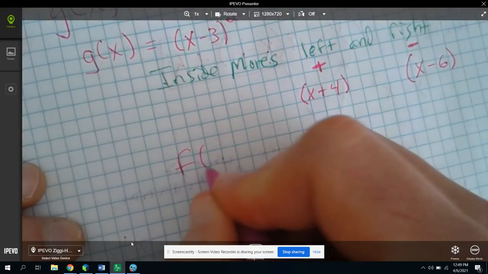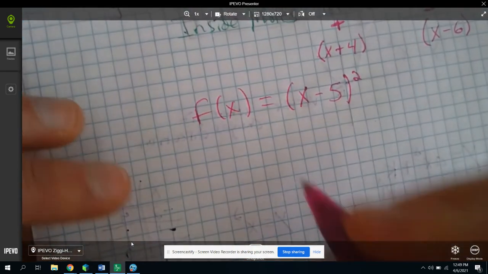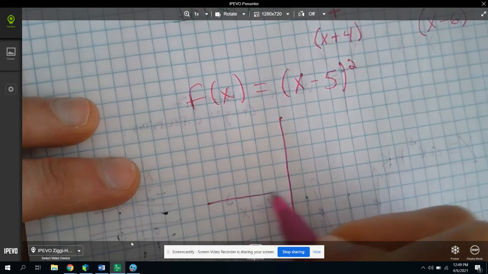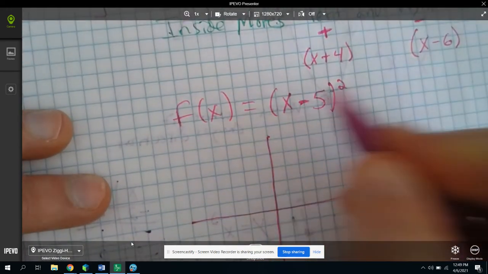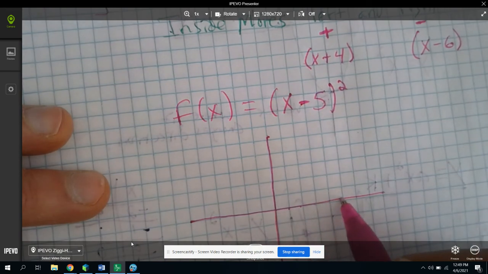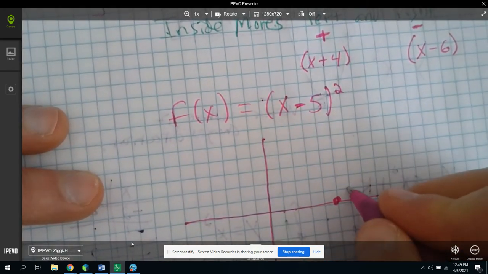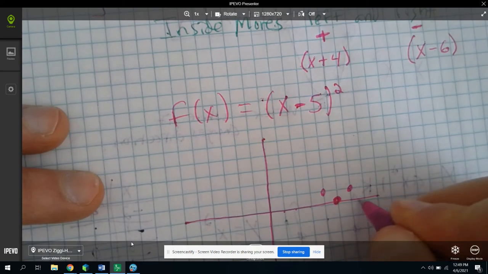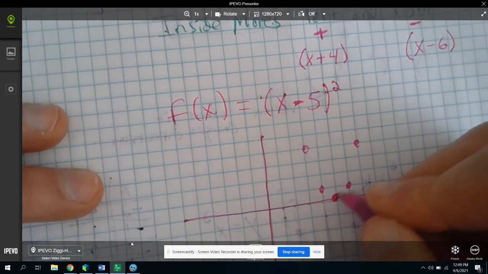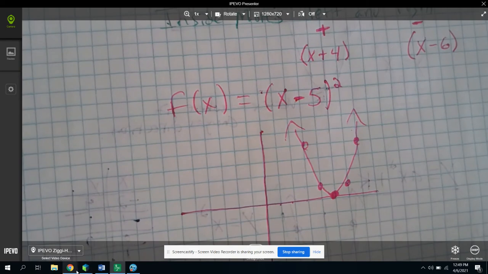If I were to give you a problem like this and ask you to graph it, x minus 5 squared, I would want you to draw just like this. I would think it's going this way, but I know because it's inside, it goes the opposite. 1, 2, 3, 4, 5. There's my vertex, and because there's nothing out here, over 1, up 1, over 1, up 1, over 2, up 4. And there's my vertex. I expect you to be able to do this without a calculator.